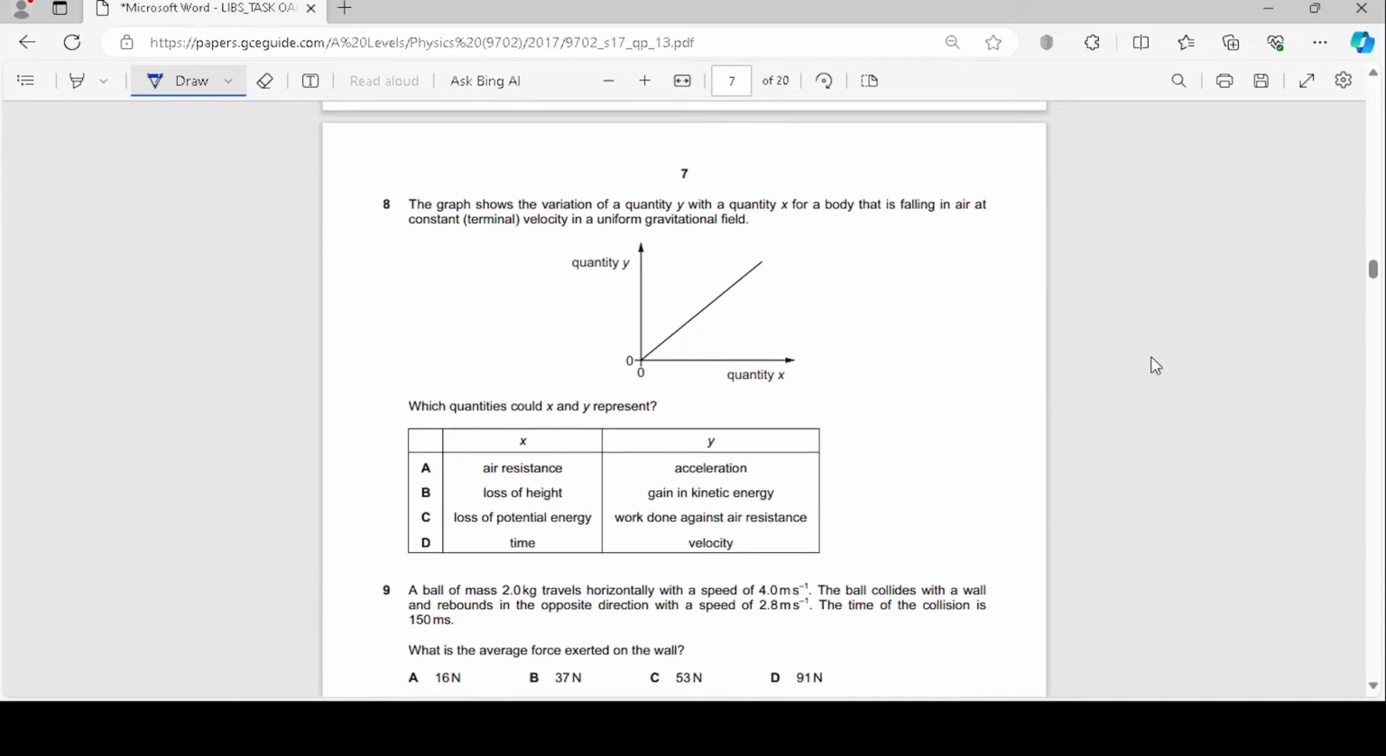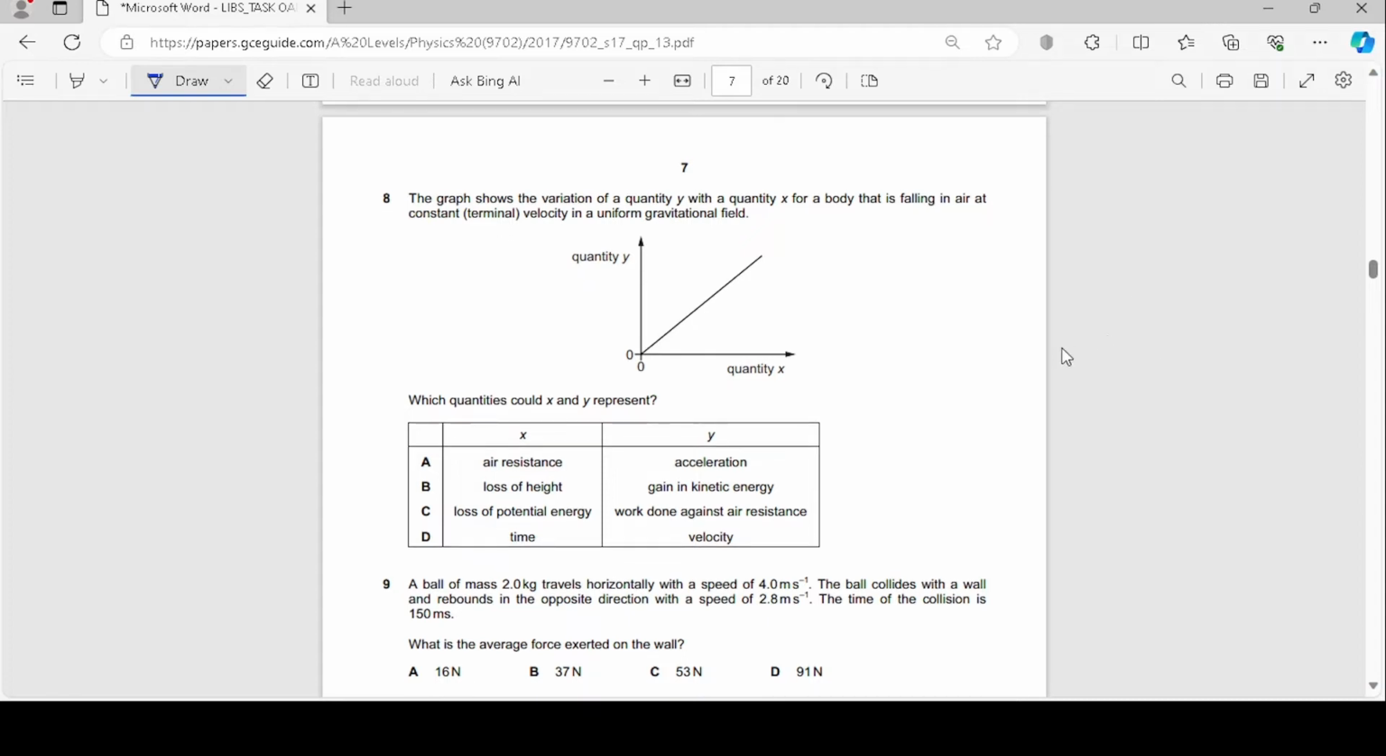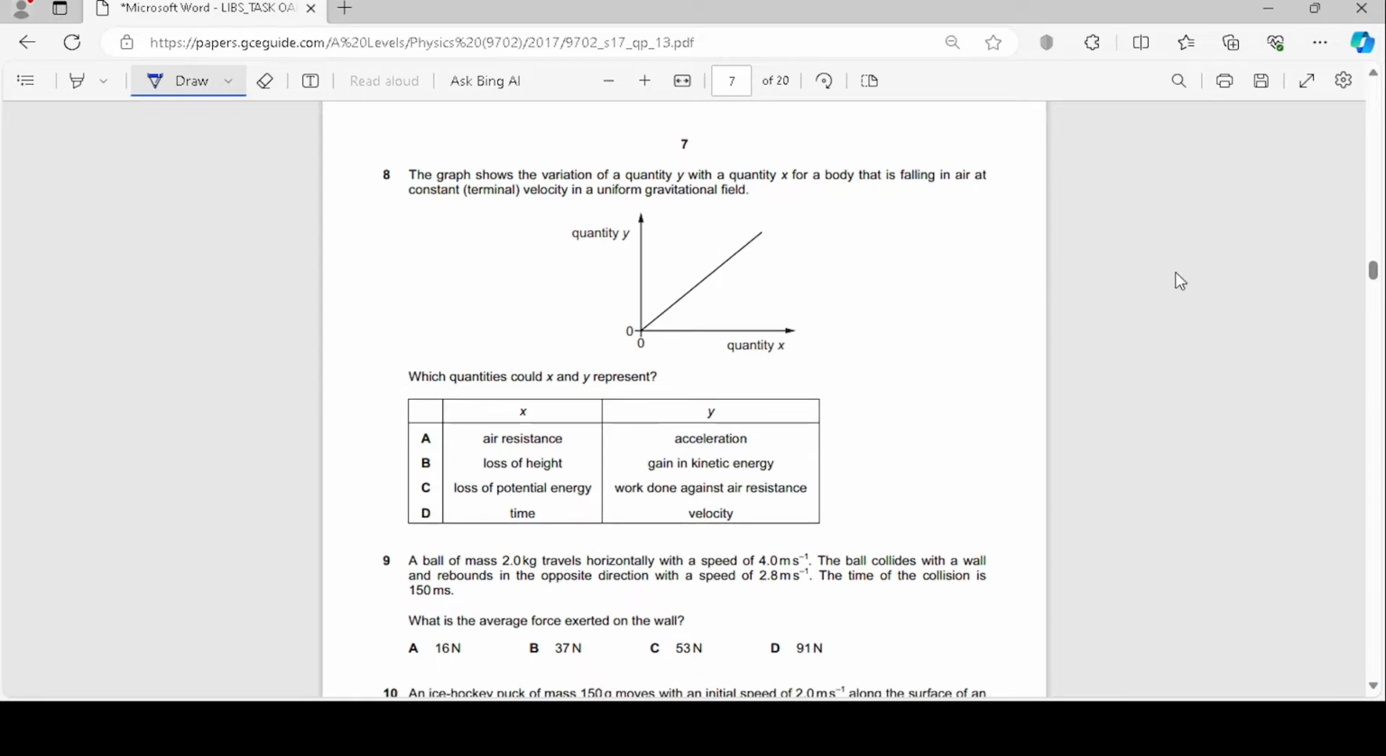Now the next question. The graph shows the variation of a quantity y with a quantity x for a body that is falling in air at constant terminal velocity in a uniform gravitational field. What quantities could x and y represent? It's kind of showing proportionality, because this is 0, 0. So it is constant terminal velocity, which means it's the maximum velocity. Again, we know that acceleration equals dv/dt, which is the rate of change of velocity.